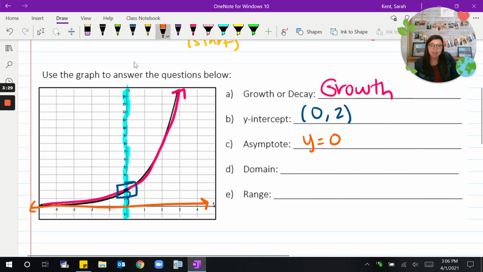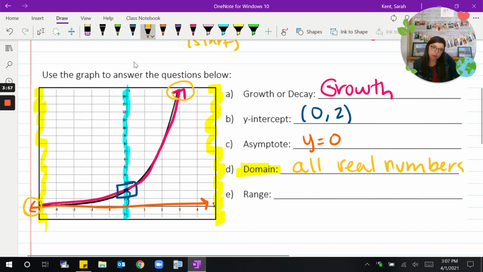And then our domain. If you remember, we talked about domain back in the fall. Domain is looking from one side to the other side. Here we have an arrow and we have another arrow. So that means this line will never stop. It's going to cover every number. So what we will put is all real numbers. Again, this will be the same for every one. It will always be all real numbers.